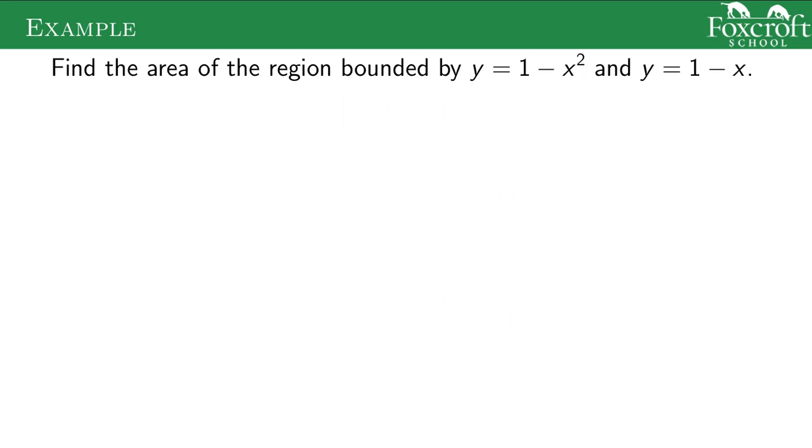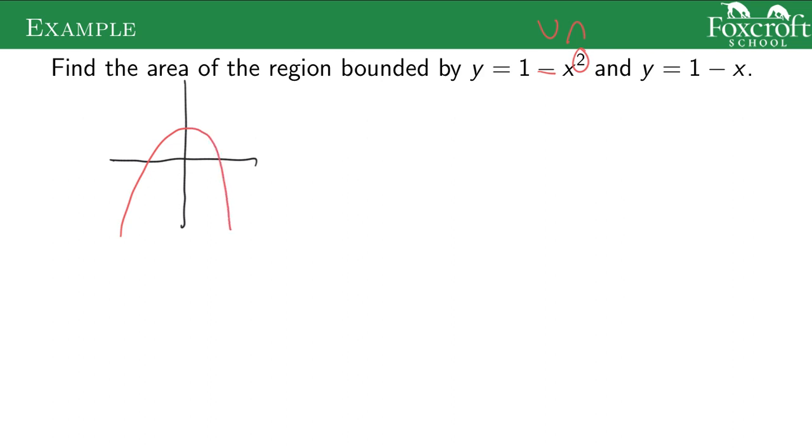I wrote the area bounded by y equals 1 minus x squared and y equals 1 minus x. All right, so it's helpful to know basic graphing stuff. When I see x squared, I automatically know my graph is going to be a parabola. When I see negative x squared, I know my graph is going to be an upside down parabola. So this graph is going to look like that.